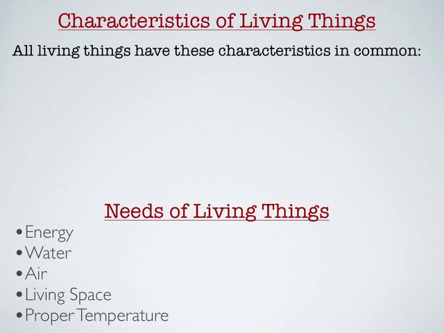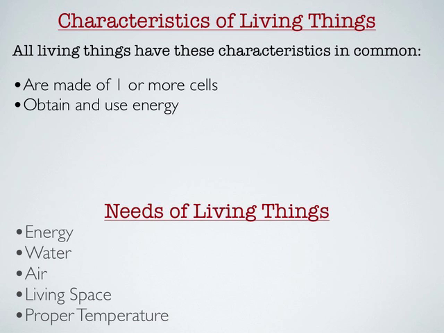Okay, second thing we'll review today, living things. So living things have certain characteristics that all living things have. All living things are made of cells. Sometimes it's a single cell, like a bacteria. Other times it could be trillions of cells, like a person. But all living things are made of cells. They all need to obtain and use energy in some way.